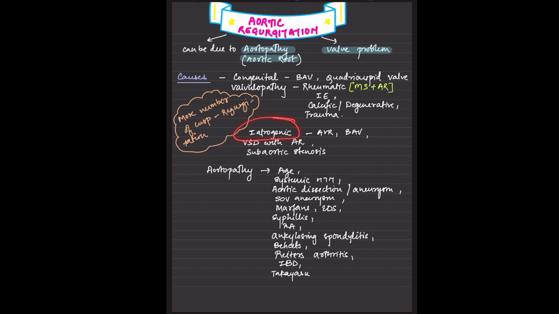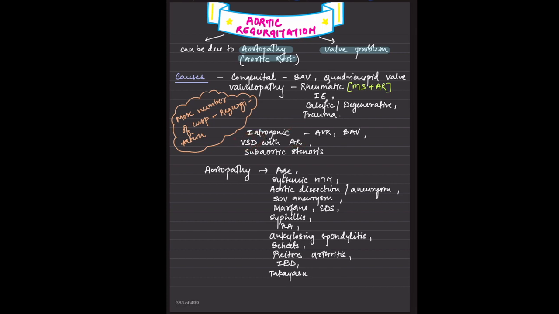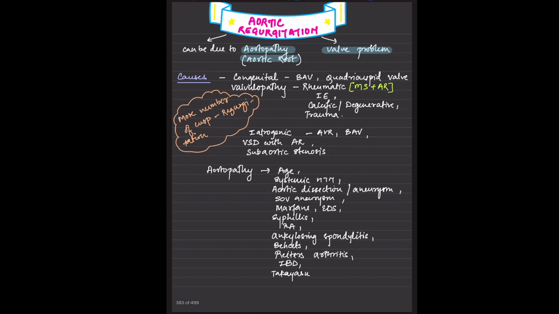Coming to the iatrogenic one, we can have a bicuspid aortic valve because of surgery, or we have a VSD with an aortic regurgitation and a subaortic stenosis. Now, these are the causes. We could be dividing the causes into valvulopathy and aortopathy. But being a clinician, you could recognize that age could be one of the most important things, and of course, systemic hypertension could be another.